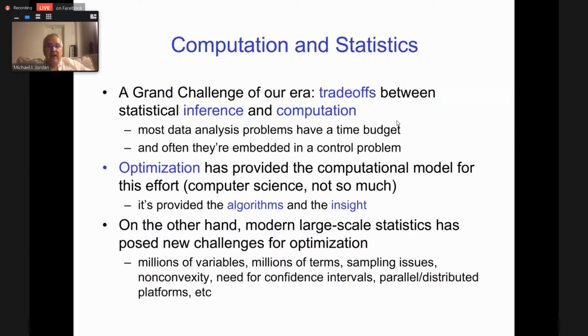Many data analysis problems have a time budget, especially like right now in the coronavirus era. You can't wait for a year or two to make a decision. You need to make a decision quickly. And that's going to be increasingly true as we see technological artifacts more and more in our lives working with us in real time, not just after having gathered a large data set.